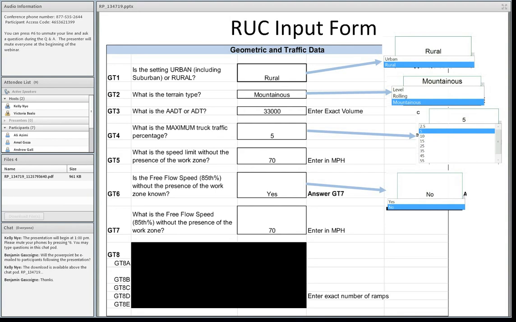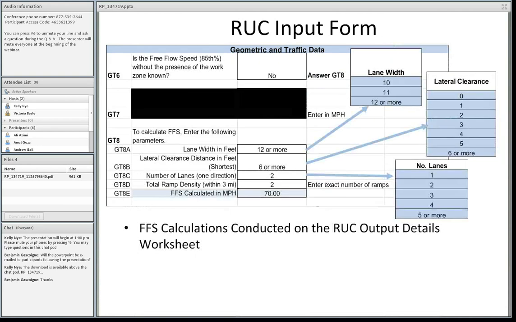And the next questions all relate to whether or not the free flow speed is known without the work zone. If you do know it, you can just simply type in yes, and then in the GT7 question box, type in the free flow speed value. If you answer no, the box highlighted in black will appear to you, and you will be able to calculate the free flow speed, or the worksheet will actually calculate it for you using the Highway Capacity Manual equation for free flow speed.